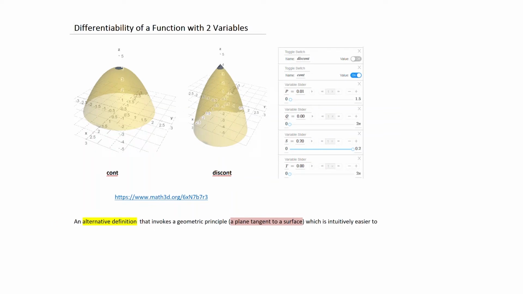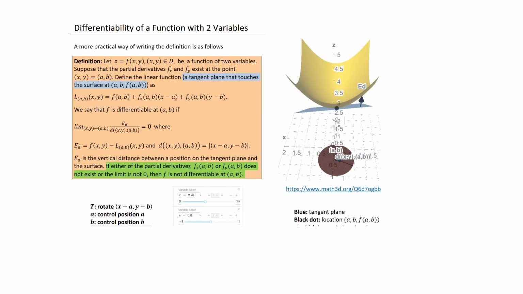So remember, in the case of one variable, we said there was an alternate definition motivated by a geometric principle. In this case, with two variables, we have the same idea, but rather than dealing with a tangent line, we're talking about a tangent to a surface. That is a plane that's tangent to a surface. So we can take any flat plane and touch it on this surface, and it will touch at only one point. This is intuitively easier to grasp this way, and so we're going to detail this on the next page.